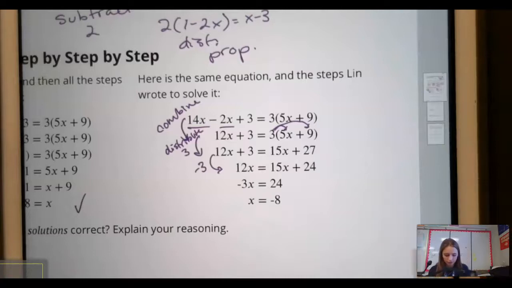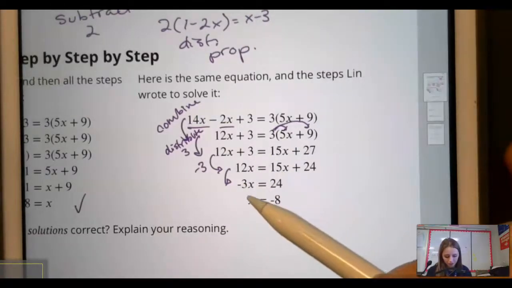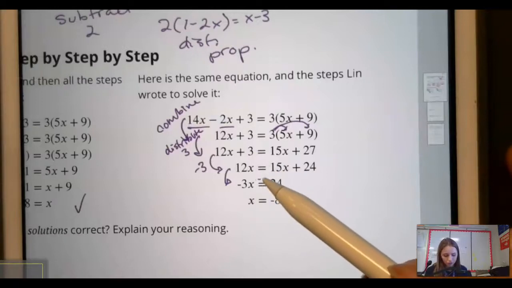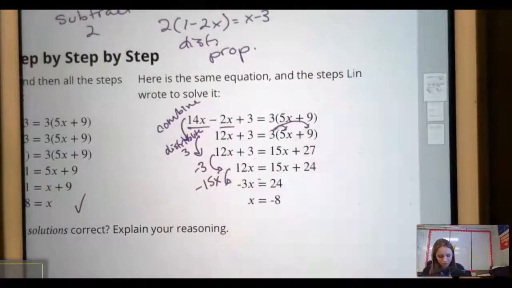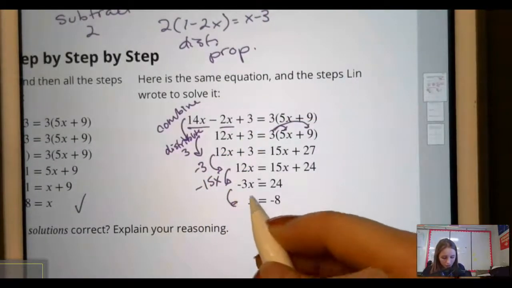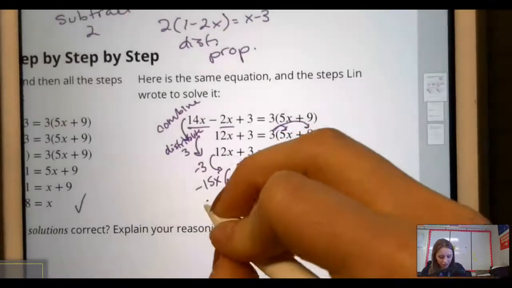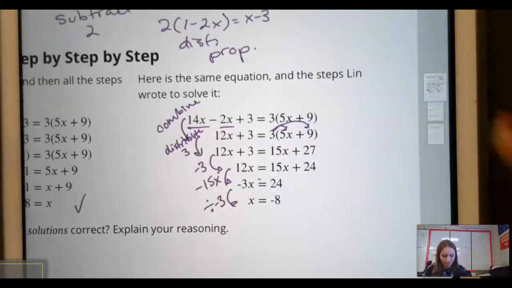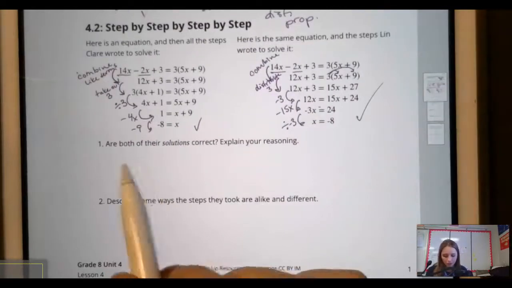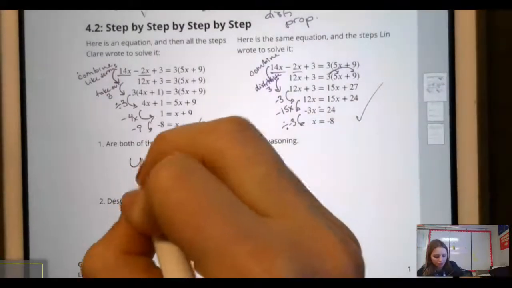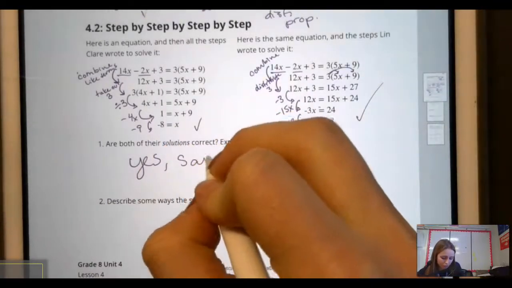And then, I'm getting ahead of myself. From here to here, it looks like we would subtract 15x from both sides. Now, lastly, if we divide by negative 3 on both sides, we end up with x equals negative 8. Alright, so both of them solved it correctly. So it says, are both of their solutions correct? Yes. Explain your reasoning. They have the same solution.